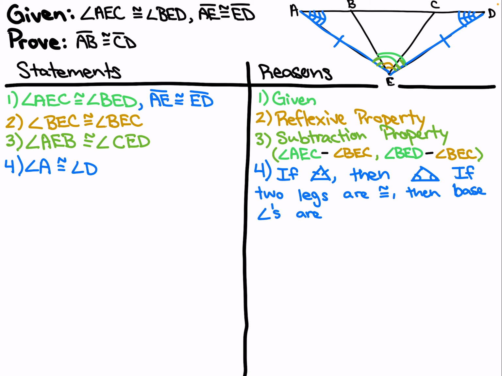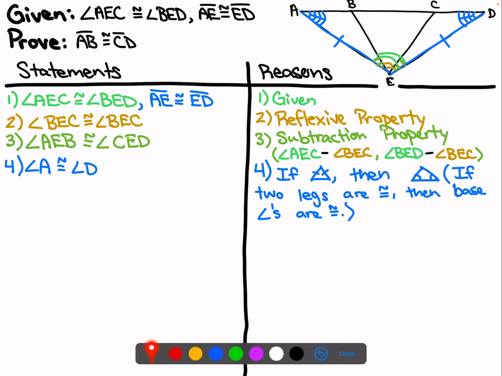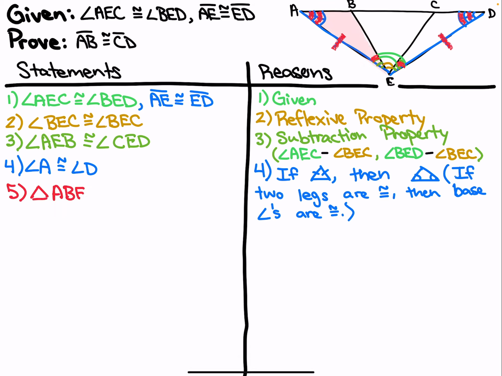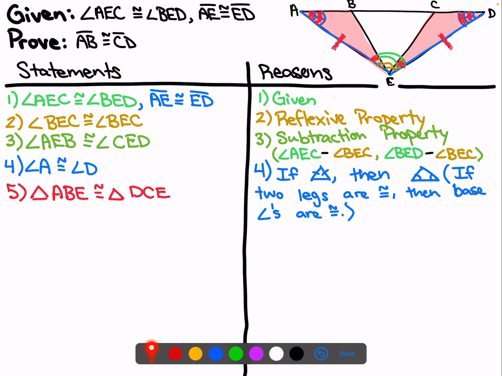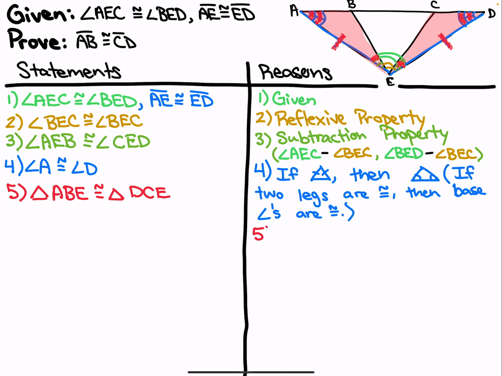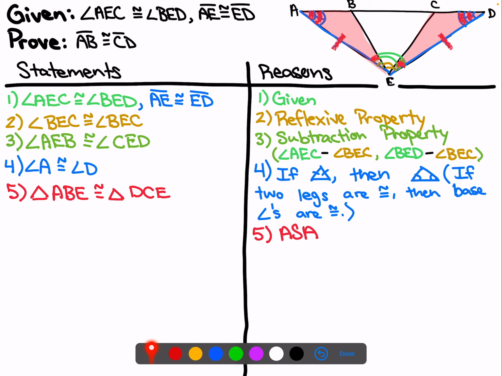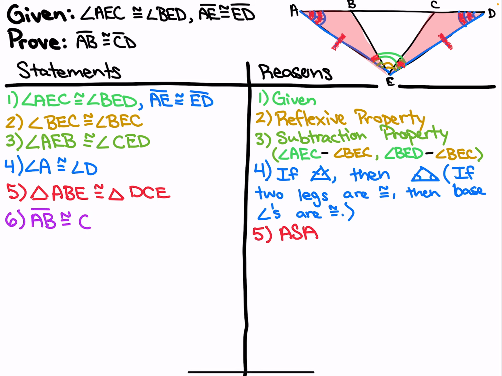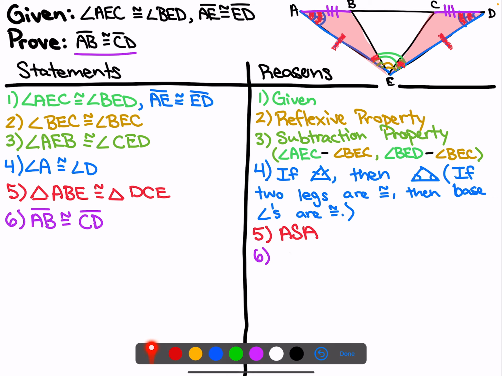From here, we have enough information to prove that the two triangles on the left and the right are congruent to each other. So triangle ABE is congruent to triangle DEC by angle, side, angle. If the two triangles are congruent by angle, side, angle, that means all corresponding parts are also congruent. So AB will be congruent to CD, because if the two triangles are congruent, then those corresponding parts of the congruent triangles are also congruent. And with that, this proof is now finished.